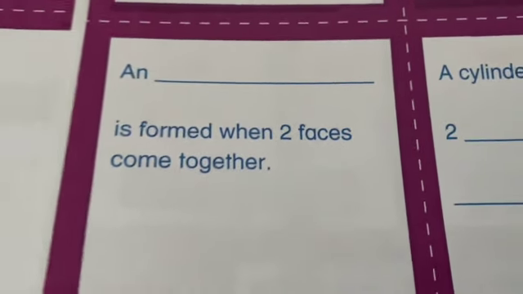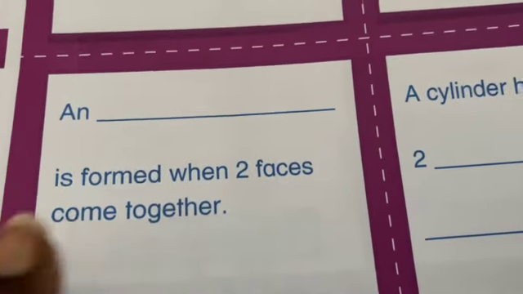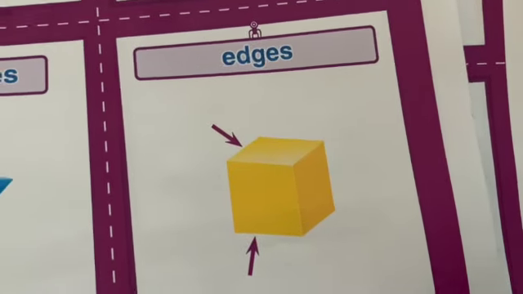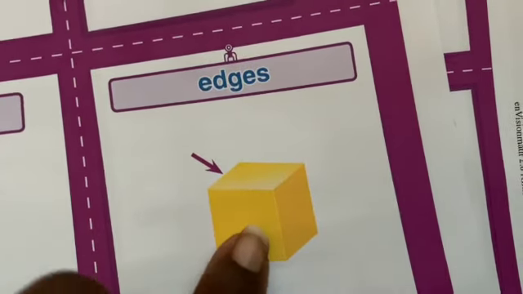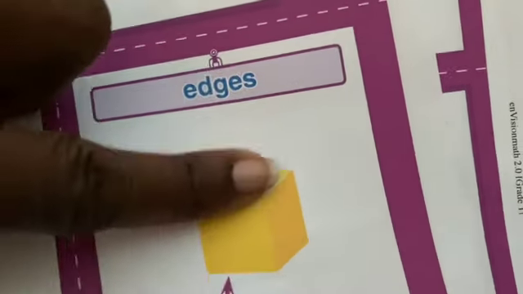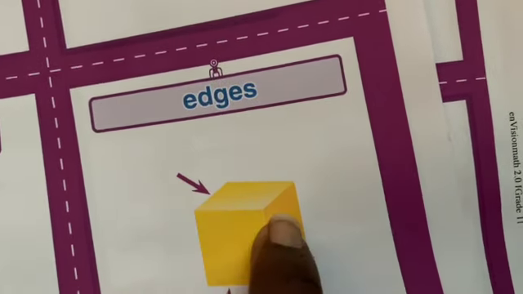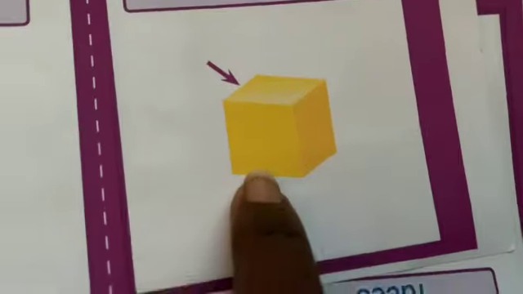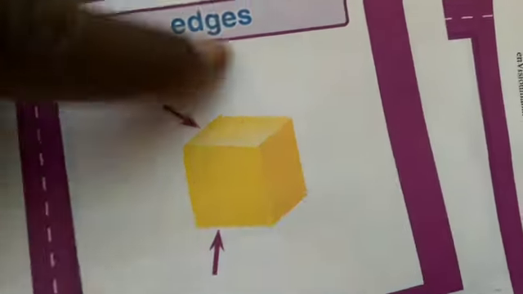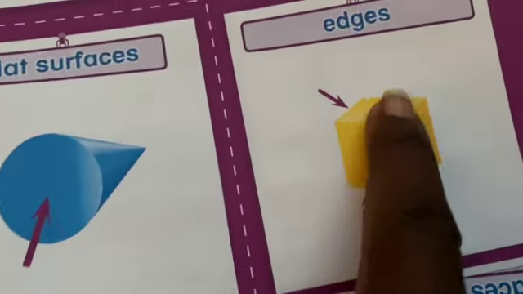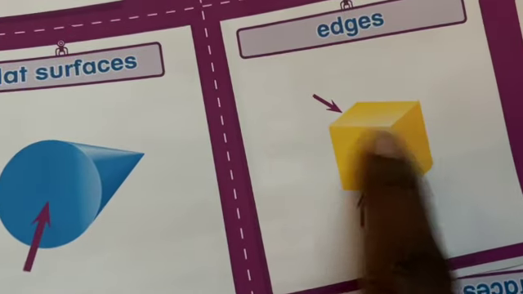Okay, so this one right here, a blank is formed when two faces come together. So how I'm thinking, two flat surfaces, like this flat surface is here and this flat surface here. When it comes together, it creates an edge. So like you see this right here, this flat surface and this flat surface, because that's what we're talking about, the flat surface, and it comes together, it becomes the edge.